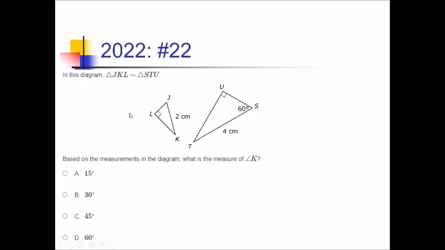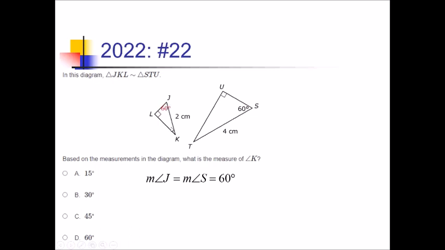To figure that out with certainty, other than just trying to eyeball it here, if we look at the order that things appear in the similarity statement, S is the first letter in its part of the statement. That means it's going to correspond with J, which is also the first letter in its part of the statement. So J and S are the same angle. So I'm going to write a little 60 in here just to remind myself that J is 60 degrees.